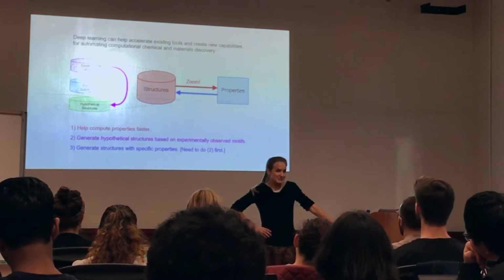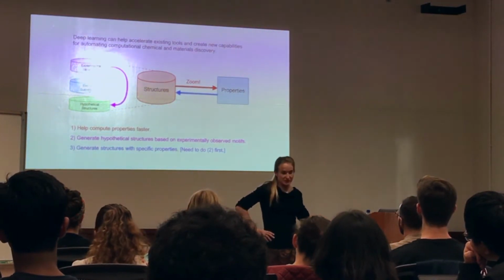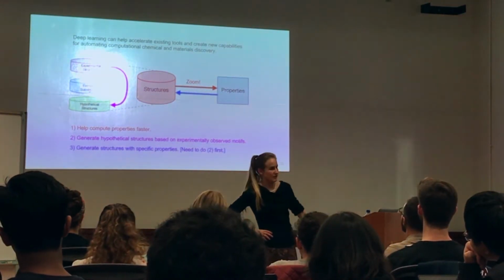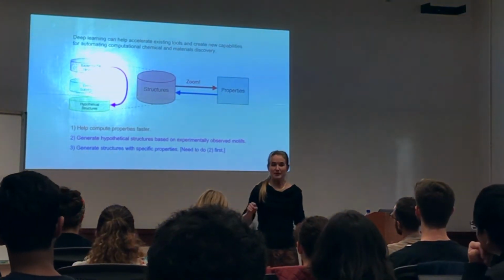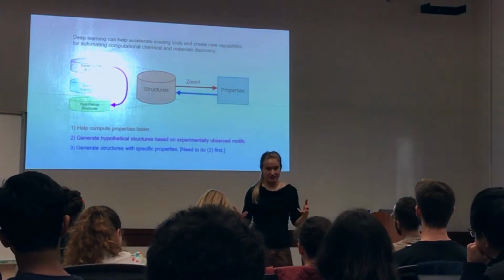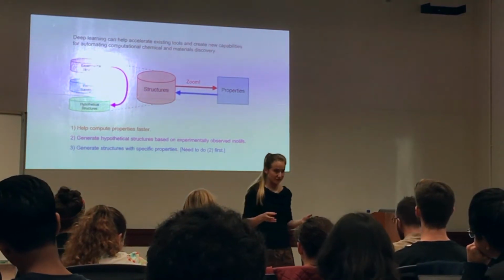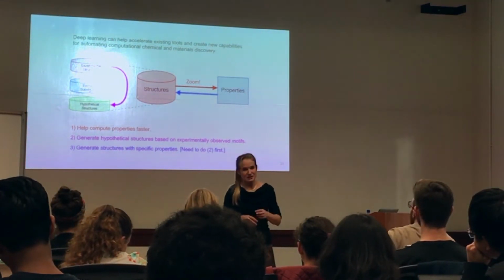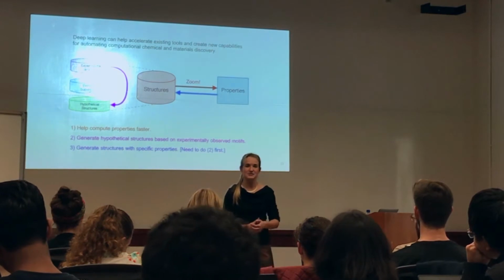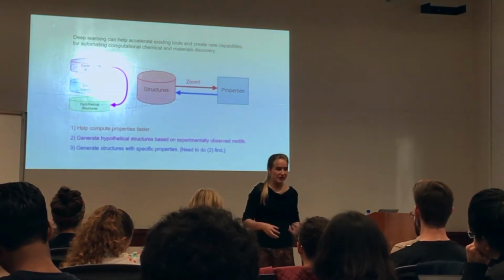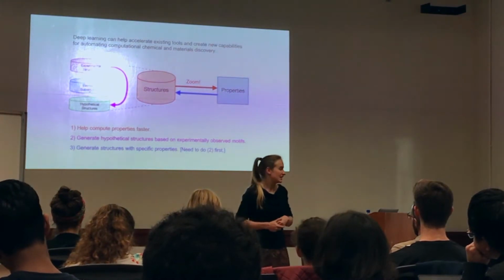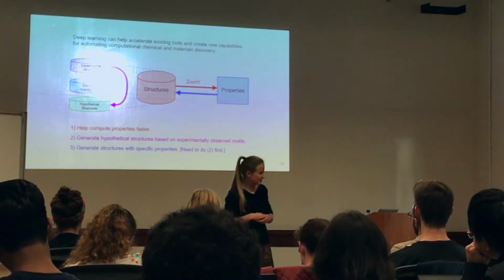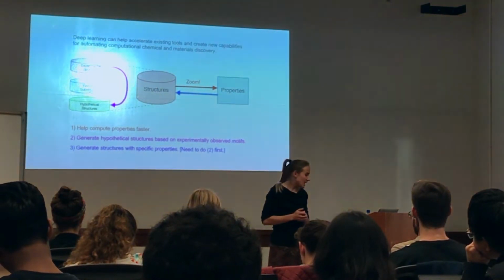So this is where I think deep learning can come in. Deep learning can help us in several different ways for automating computational, chemical, and materials discovery. So it can help us predict properties faster. These density functional theory calculations that I keep talking about using supercomputers take a lot of computation to do. Can we have neural networks that can do it faster and with accurate enough calculations that we can use them for screening?